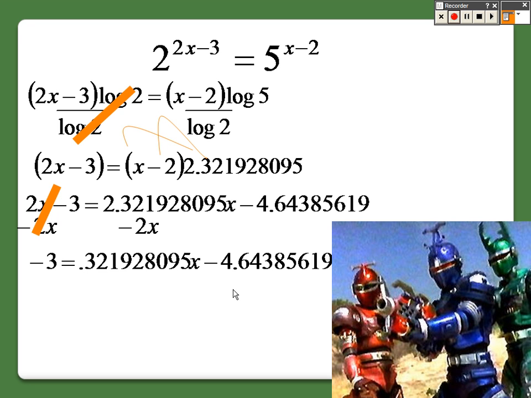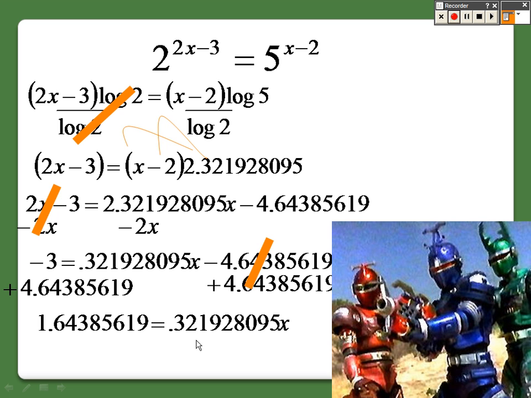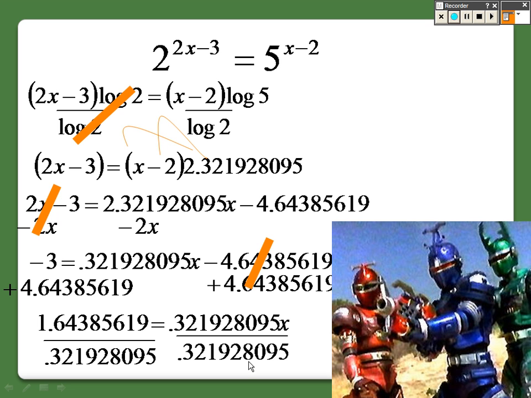And now I'm going to move this over to get my numbers together. So now I get about 1.64 equals about 0.32x. I divide both sides by the 0.32, and we end up getting that x is about 5.1.